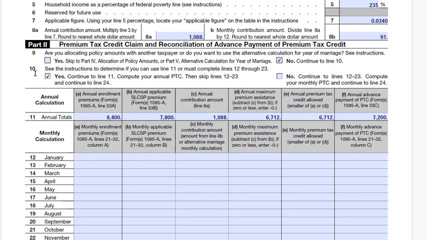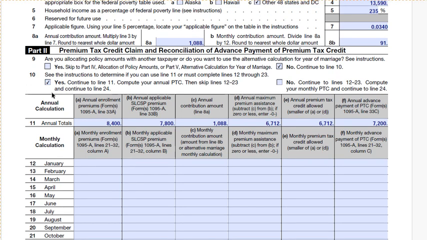And then we need to answer questions 9 and 10. 9 and 10 have to do with part 4, and this has to do with people getting married and getting divorced and all of that. In this case, we have a single filer, not married, and so we just answer no. If you're in one of those situations where you married and then got divorced, then you also need to complete part 4 or 5. But in this case, it's just no.